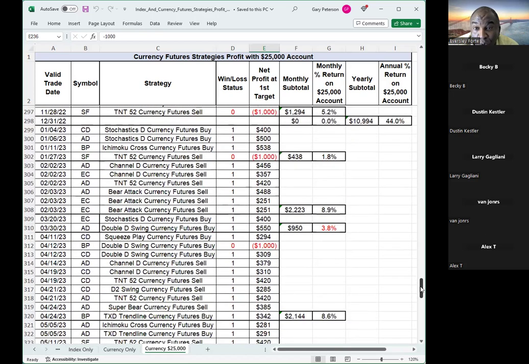With options, we don't know how much we're going to make. We know we're going to make some money, but we don't know how much. It won't be as much as futures. We do not make as much trading options as we do with futures.